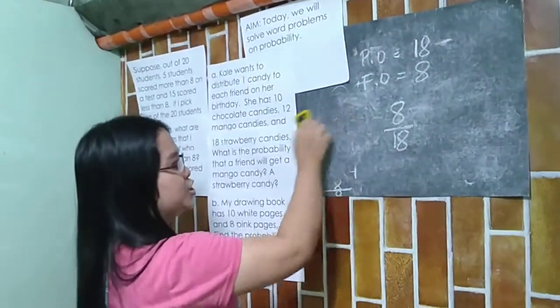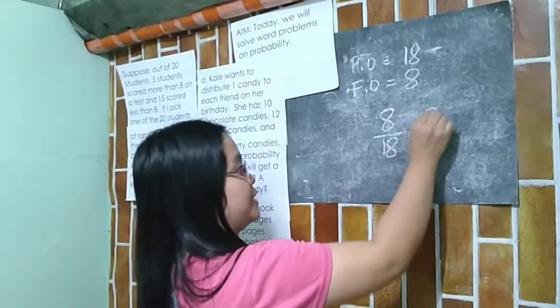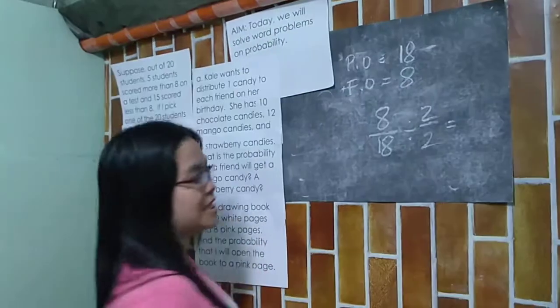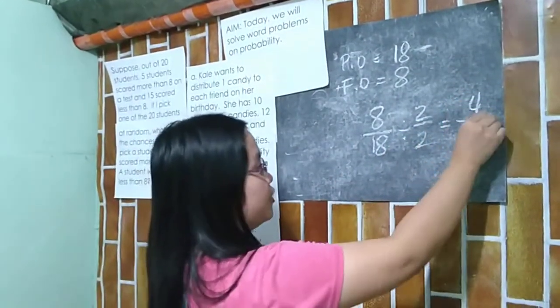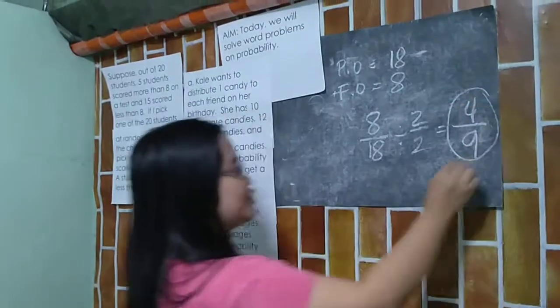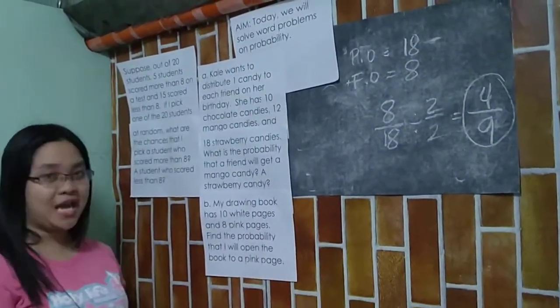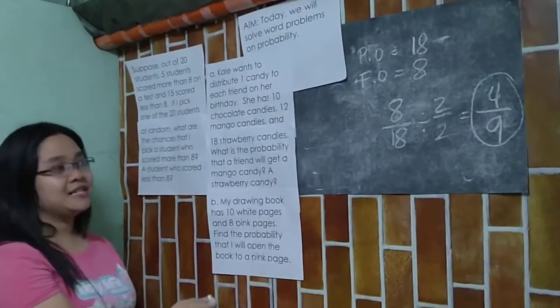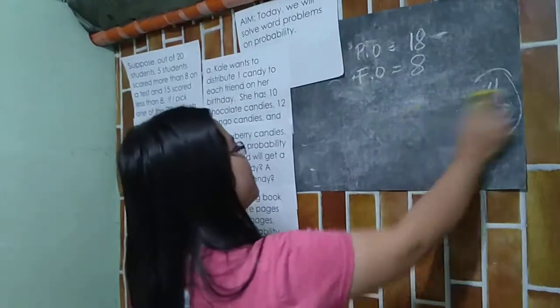So therefore, the GCF of 8 and 18 is 2. Divide both sides by 2 to simplify the fraction. 8 divided by 2 is 4. 18 divided by 2 is 9. So the probability of picking or opening the pink page from the book is 4 over 9. Okay? Now, let's wrap up.